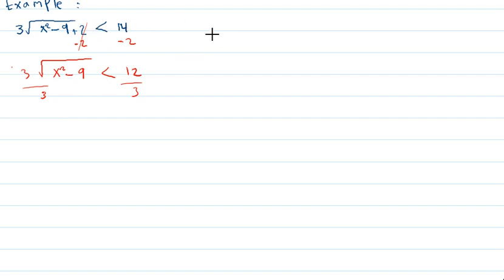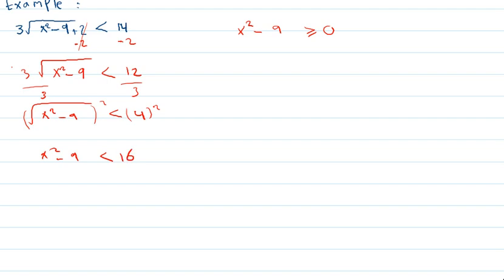We don't forget here the negative radical property, which states that x squared minus 9 has to be greater than or equal to 0. Now we have this expression, the square root of x squared minus 9, less than 4, and now we raise both sides of the inequality to the power 2, so x squared minus 9 is less than 16.